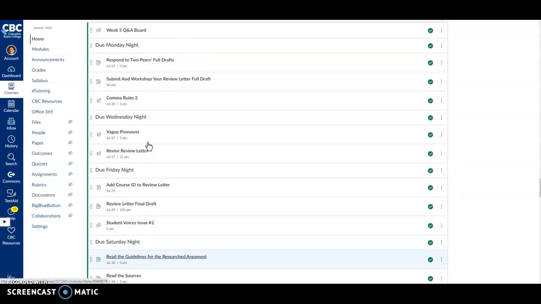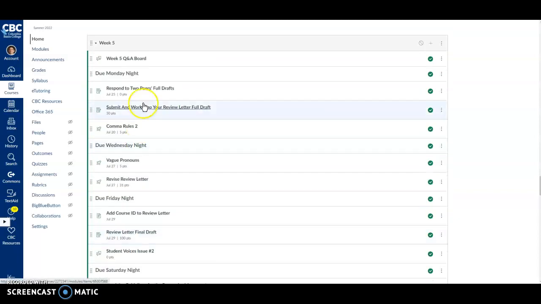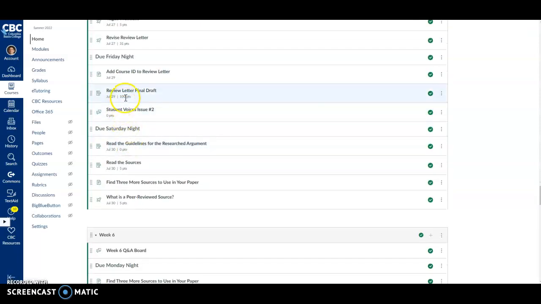So, important things to highlight again: the review letter final draft is the most important assignment of this week and has the most points and the most weight. So make that a priority, but definitely these other assignments will help you prepare and work towards that goal.